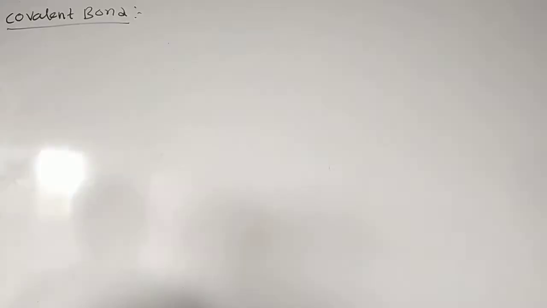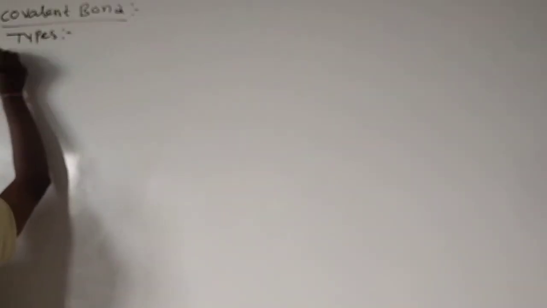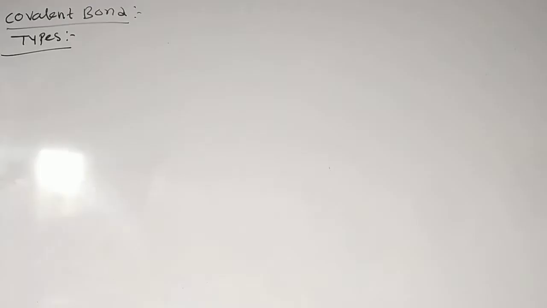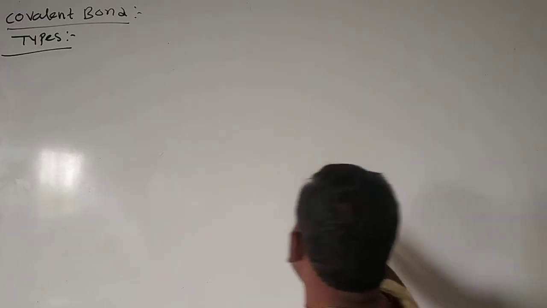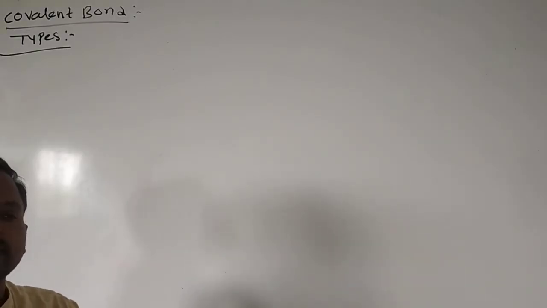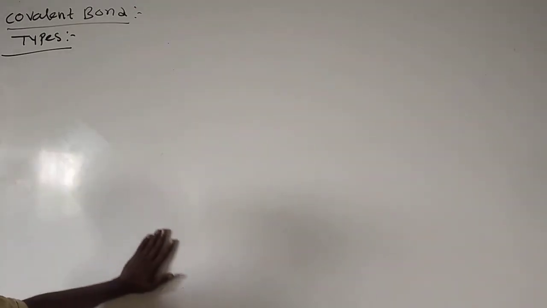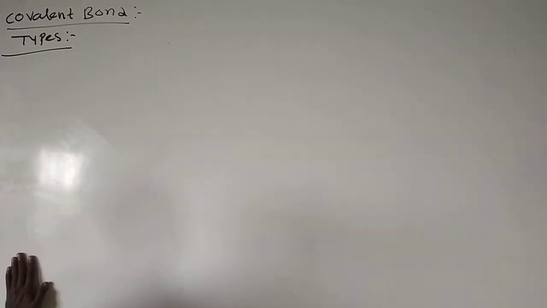Next, types of covalent bonds. How is a covalent bond formed? By sharing of electrons. Here both the atoms have the same electronegativity. The atoms which are involved in the covalent bond have the same electronegativity.